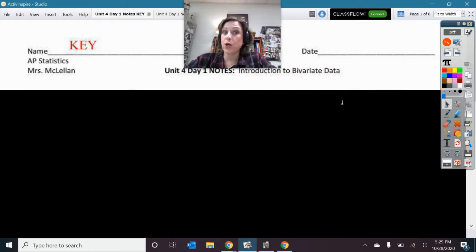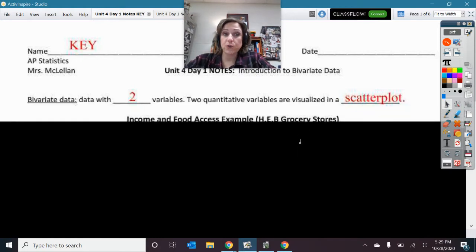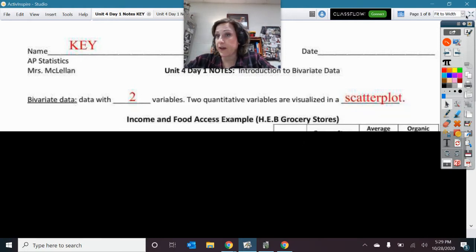Categorical. But now we have two quantitative variables. So that's what we call bivariate. Bi meaning two variables, two quantitative variables, and we will see those visualized as a scatter plot. Okay, not a two-way table or the other kind of graphs that we've had.